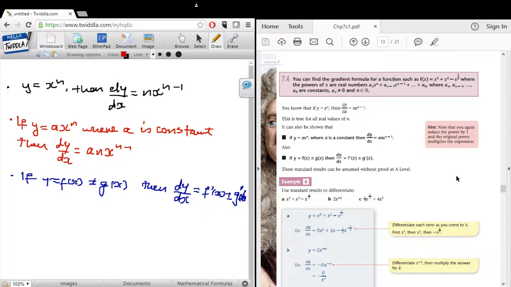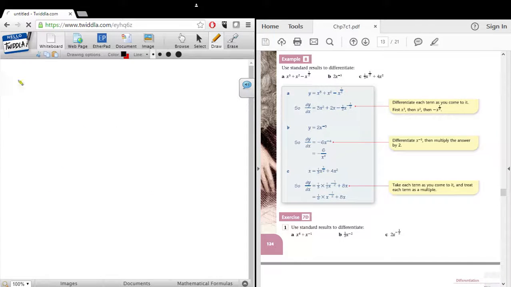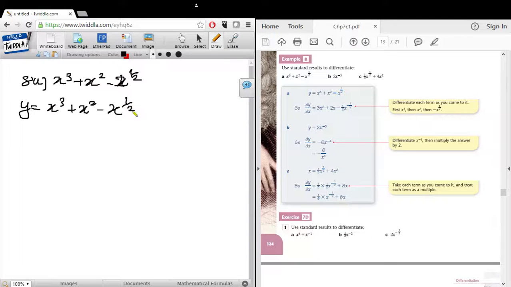And here are some examples that we're going to do together, example 8. So let's clear this out and just do the first one, A. We have x^3 plus x^2 minus x to the half. So y equals x^3 plus x^2 minus x to the power of a half. So let's differentiate y with respect to x.